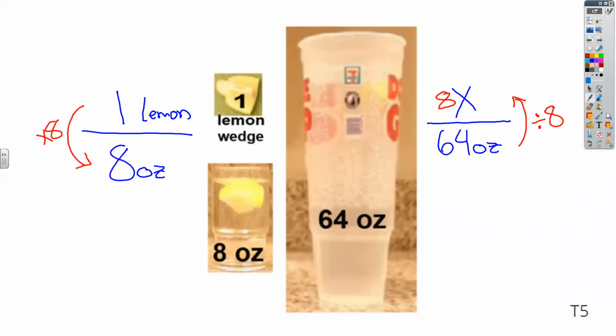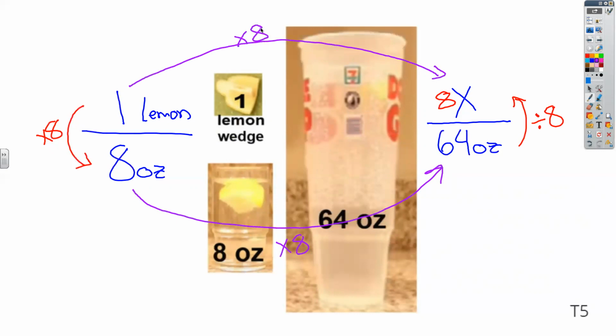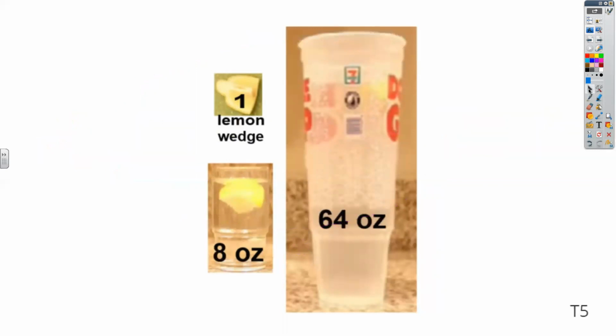Let me show you another way. Do you know how to go from 8 to 64? What times 8 gives you 64? Very good. Times 8. And whatever you do on the bottom, you do on top. And what is 1 times 8? Correct. Still 8. So that is 2 different ways you could have solved this. All right. So now let's practice with another problem.